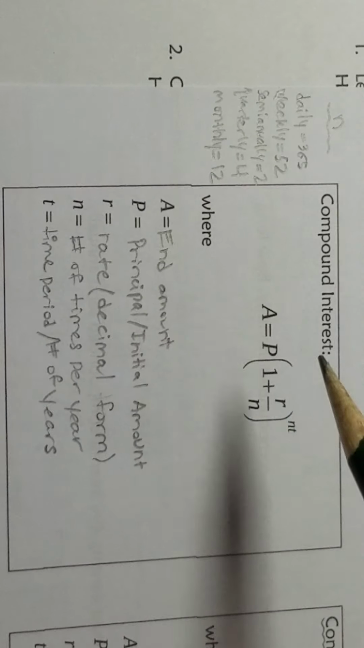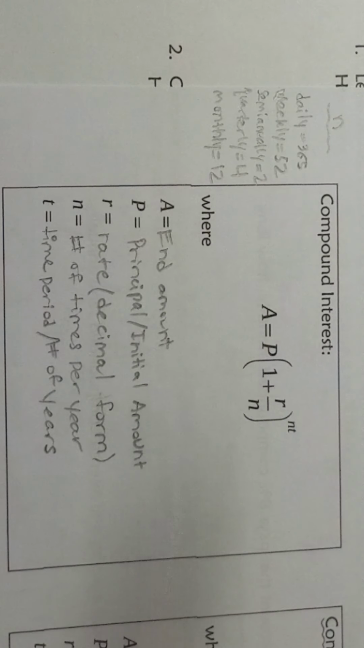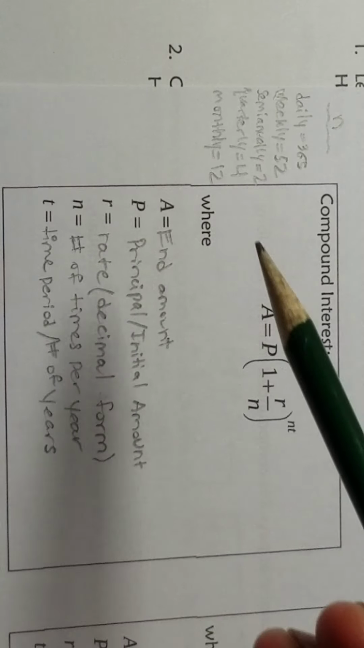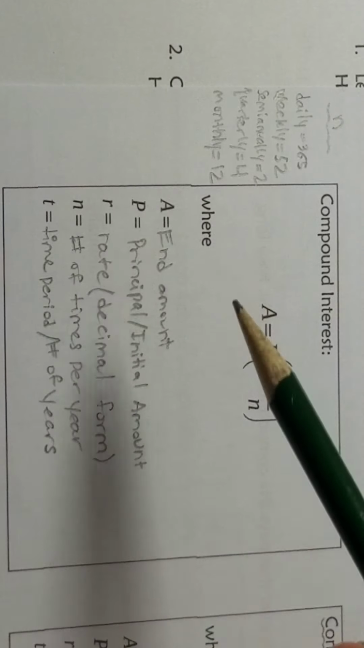A is your end amount. This is what you're trying to find using the compound interest formula. P is the principal, the initial amount. That's the amount you start out with, and I'll give you specifics on the context it needs to be in. Then you have R, that's your rate, which you need to know. N is your number of times per year, so that's how many times you're going to be compounding the interest per year.